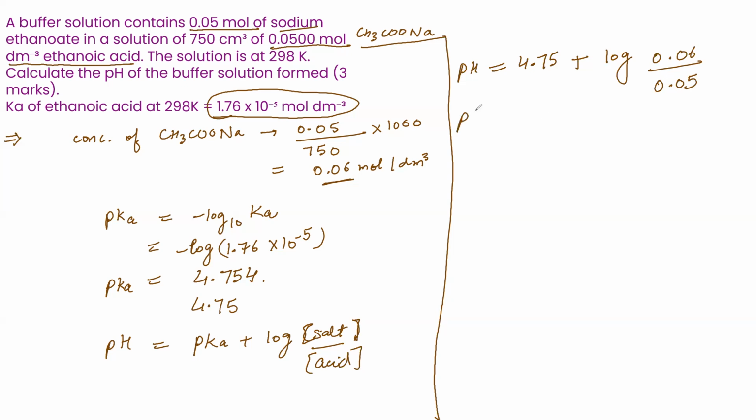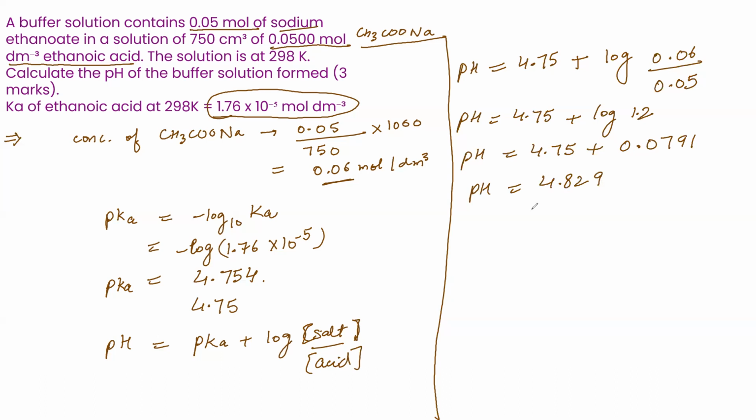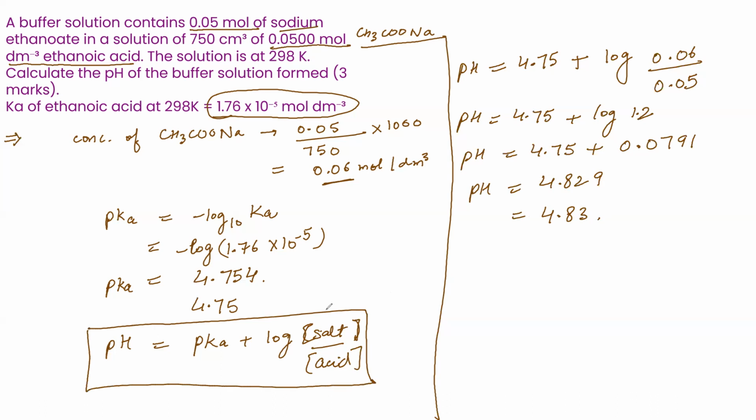Okay. So pH equals 4.75 plus, solve it, log of 0.06 divided by 0.05. It would be log 1.2. So pH equals 4.75 plus 0.0791, so pH comes out to be 4.829, round it off to 4.83. So this is the pH. I did nothing, I just used this equation. Divide the concentration of salt by acid, take the log, and add the pKa value.